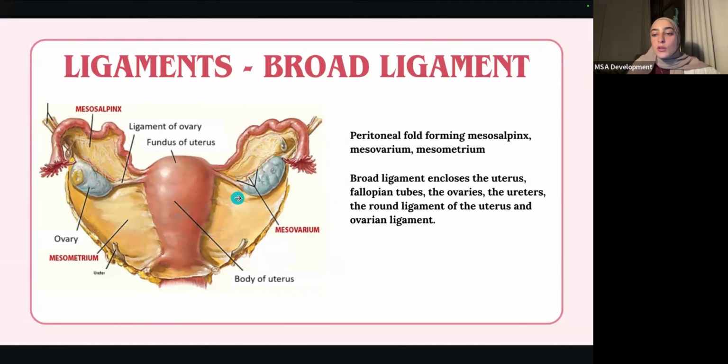So this broad ligament encloses the uterus, fallopian tubes, ovaries, ureters, the round ligament of the uterus, and the ovarian ligament. And we'll talk about these later. What else? What did I want to say? Yeah, the broad ligament is anterior to these structures. For example, the ovary would be behind the broad ligament. The broad ligament covers everything. And this separates the anterior from the posterior side of this part of your body.